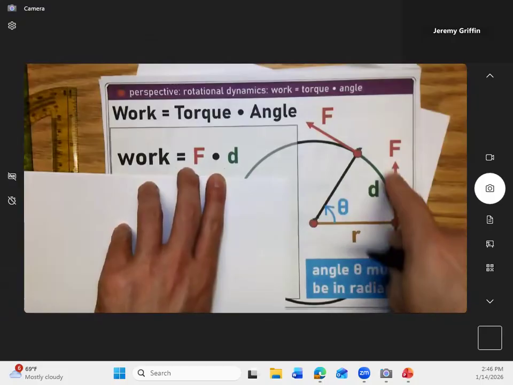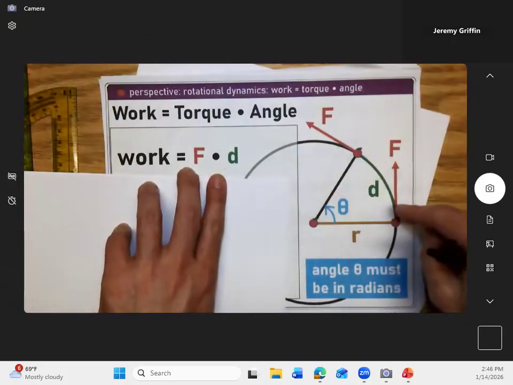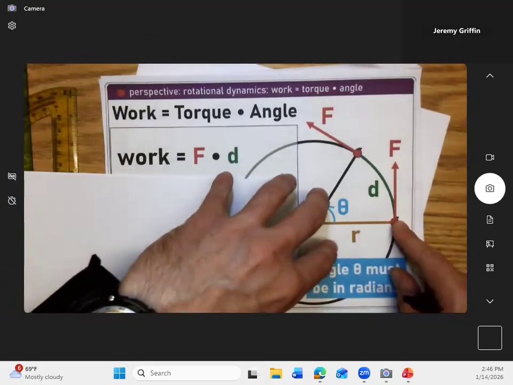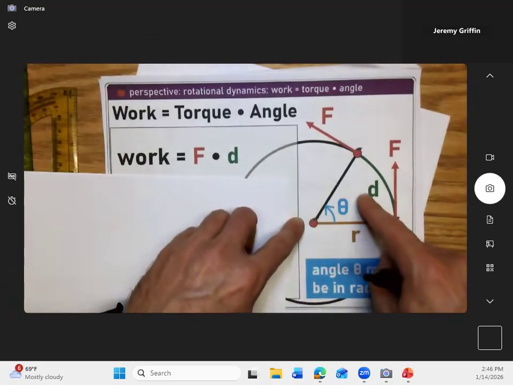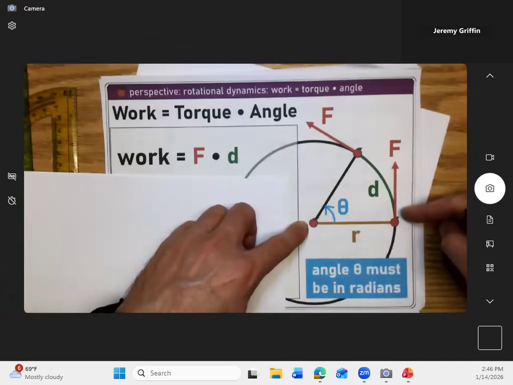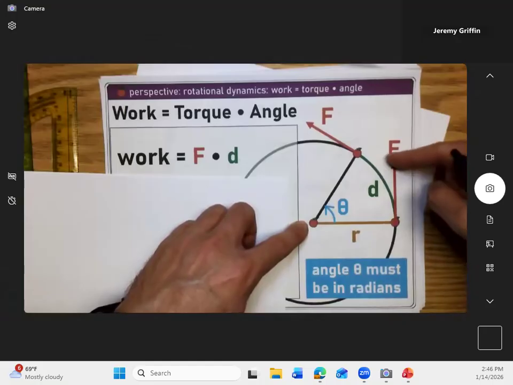That's work. Okay. Here's my turntable, and I have a string wrapped around it, and I'm applying a force at this radial distance. Now let's suppose that I end up turning this whole thing some angle theta as a result. You guys see angle theta there? If you follow a point on the outside, you can also ask how far the string moved. That could be this distance d. Is that true also?